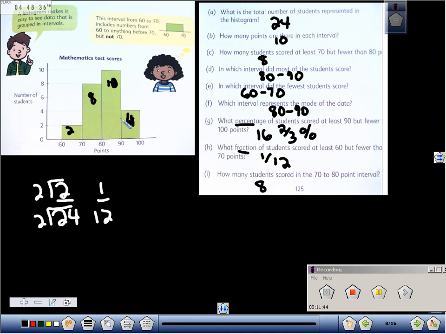Now tomorrow in class, we'll do some homework and you'll practice analyzing a couple histograms.